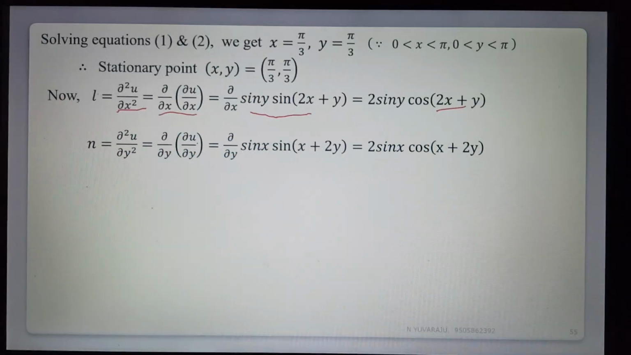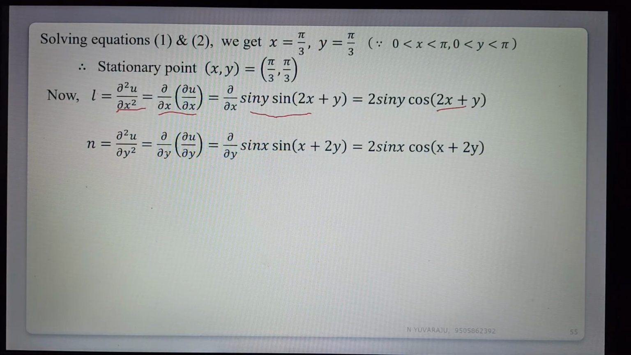N is equal to ∂²u/∂y², ∂/∂y of ∂u/∂y is equal to ∂/∂y of sin x into sin of (x plus 2y), that is equal to 2 sin x into cos of (x plus 2y). This is a differentiation with respect to y.